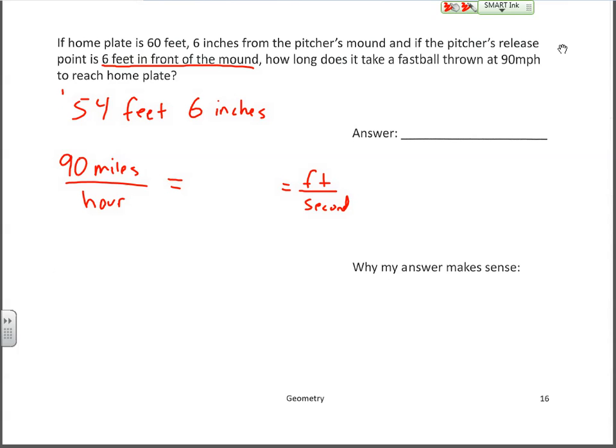And then use the distance, 54 feet, 6 inches, which as a decimal, since there are 12 inches in a foot, you'd use 54.5, 6 inches being half a foot. Feet per second, it has to travel 54.5 feet. How long will it take? So a very classic conversion algebra type question here, but to start, get that 90 miles per hour down to feet per second and see what you can do with it from there.